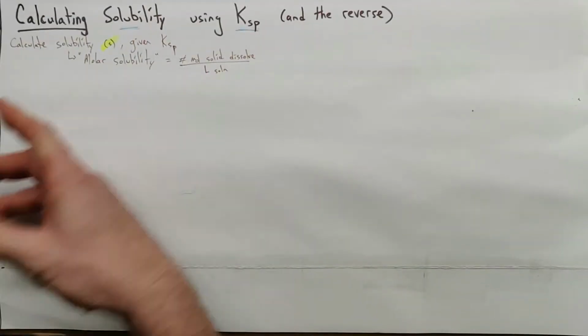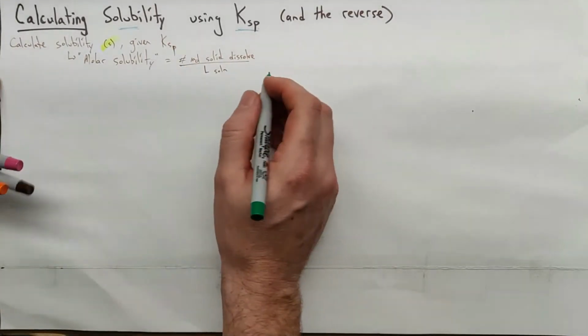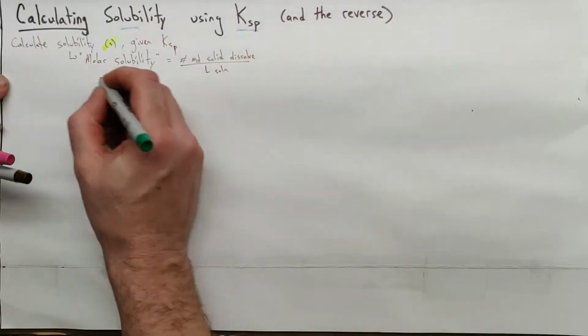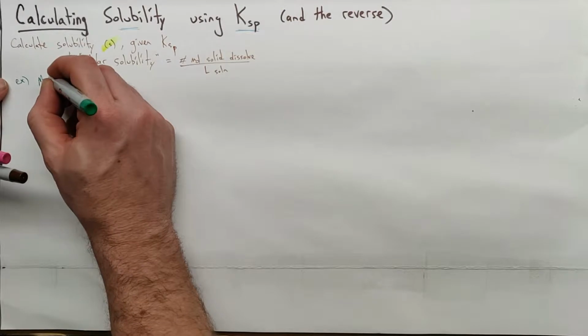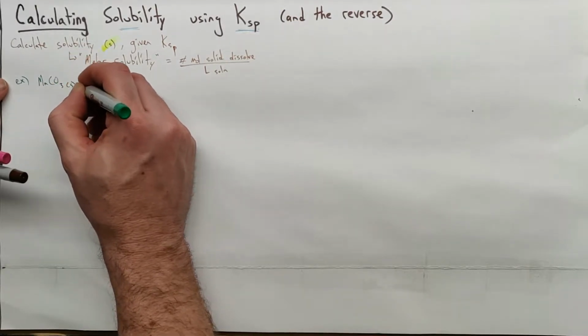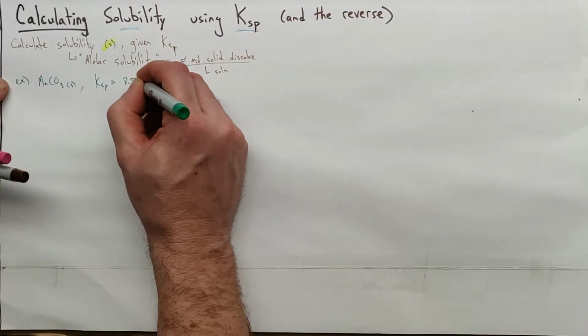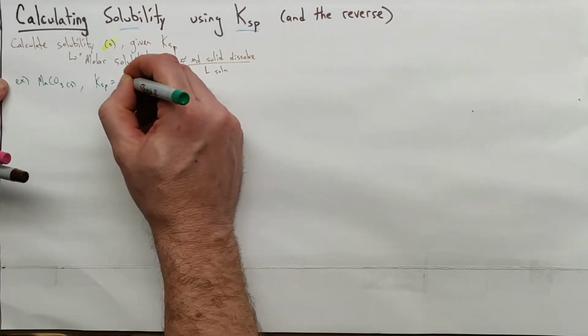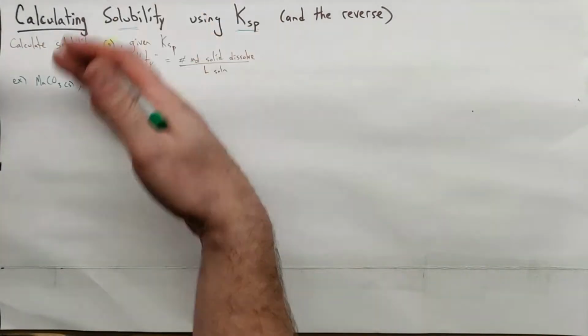All right, and let's use some real numbers to make this happen. First example we'll look at, let's take manganese carbonate. I tried to pick compounds I don't normally do. So let's work with manganese carbonate, MnCO3 solid, and it has a Ksp value of 8.8 times 10 to the minus 11th. This K value I got from a table somewhere, nothing fancy.